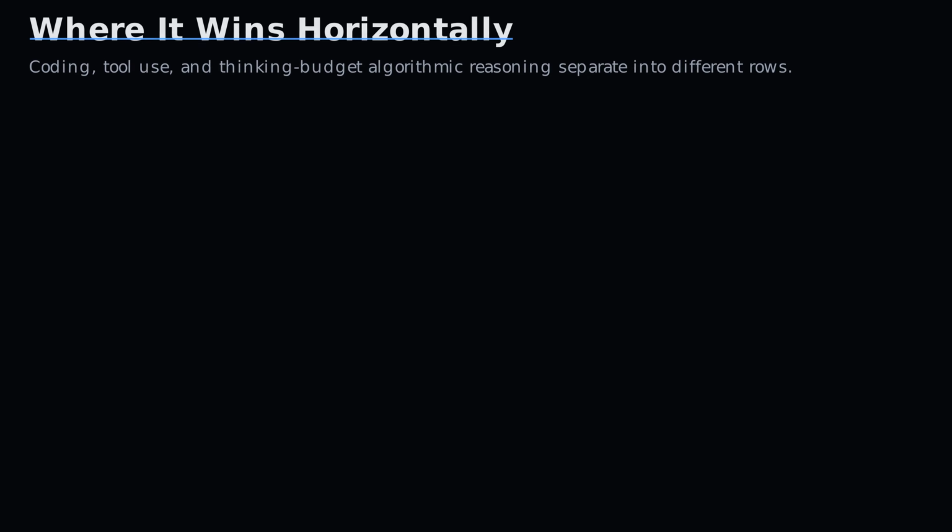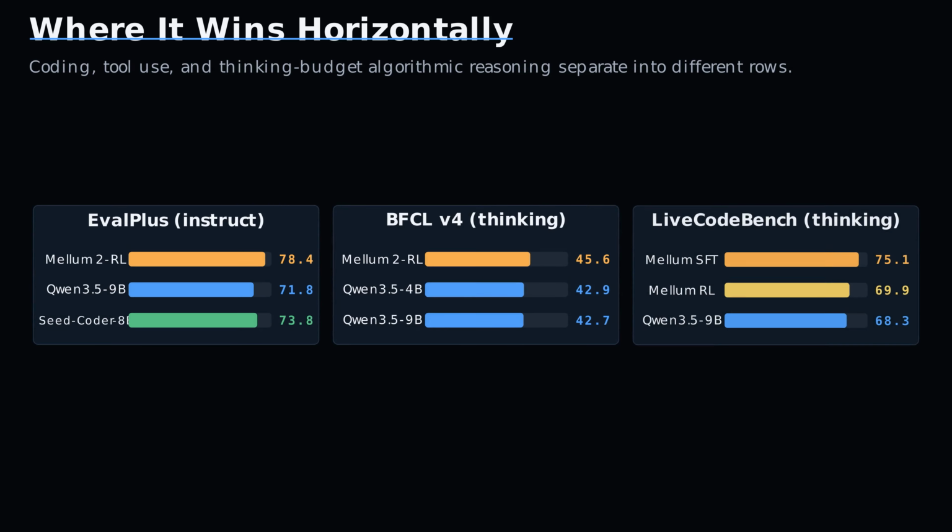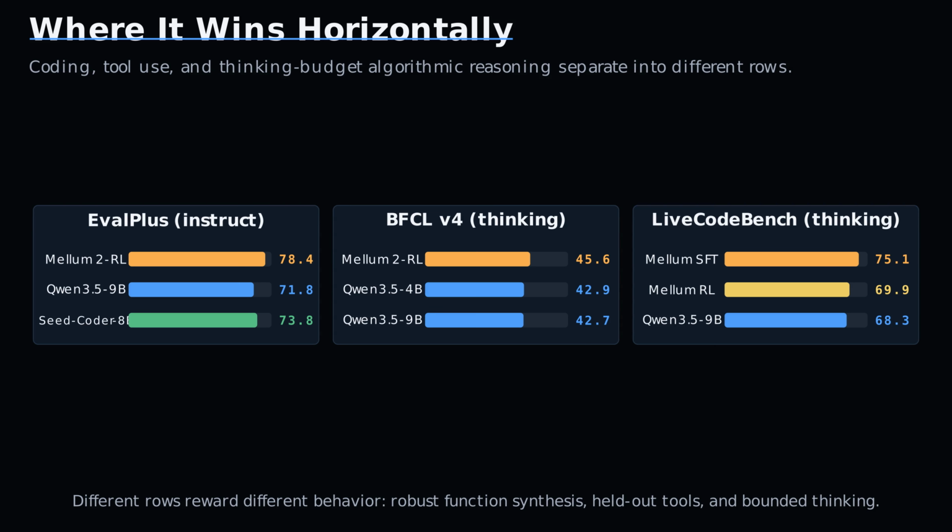The horizontal comparison is mixed, and that is the point. Mellum 2 RL leads the Instruct Eval Plus panel at 78.4. The thinking version reaches 45.6 on BFCL v4, ahead of the Qwen 3.5 thinking baselines in this table, and LiveCodeBench jumps when a thinking budget is available.